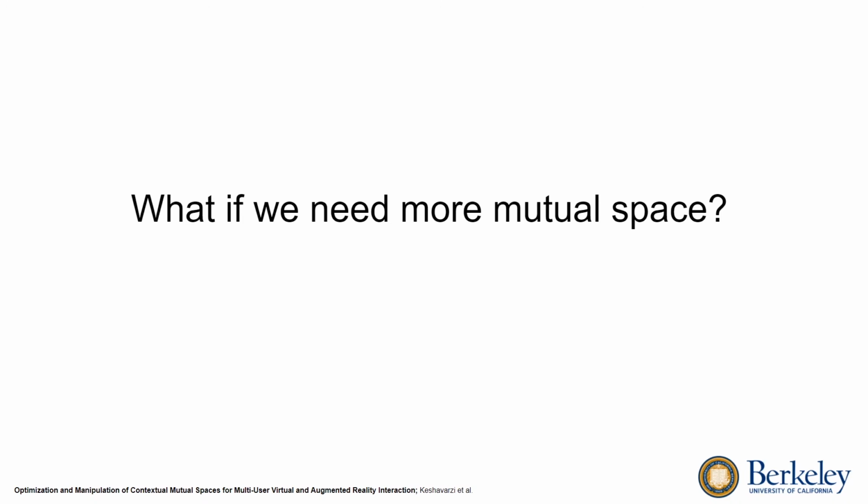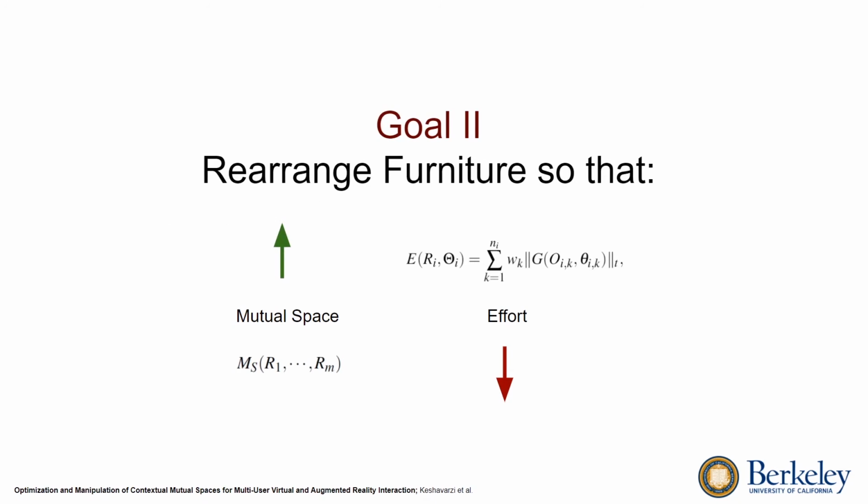What do we do? That brings us to the second goal, which is, can we rearrange the furniture so that we increase the mutual space while minimizing the overall effort to do so? And the effort of each move is calculated by multiplying the distance of the object's transition by the object's weight.